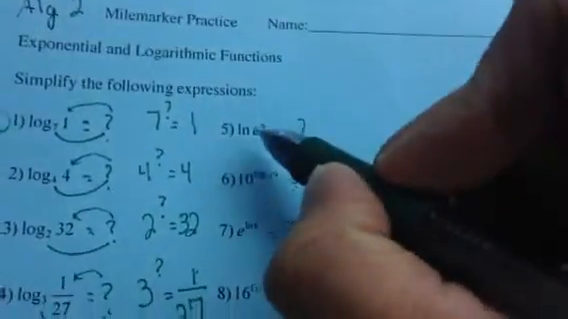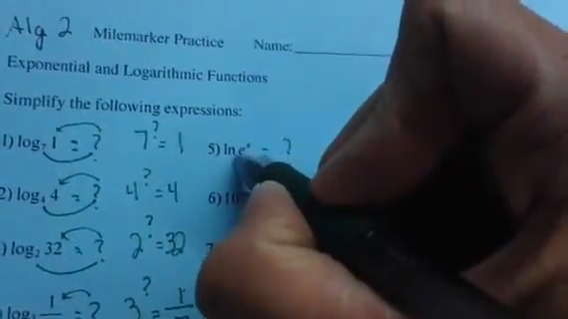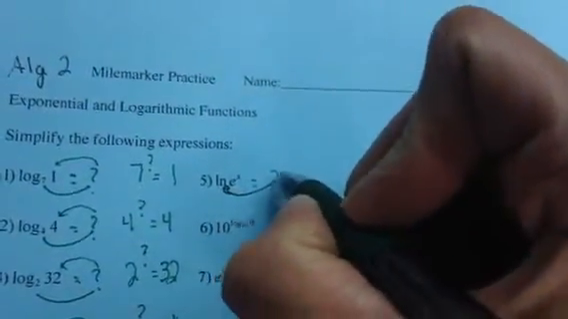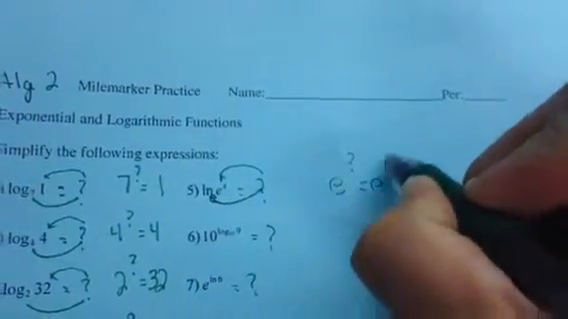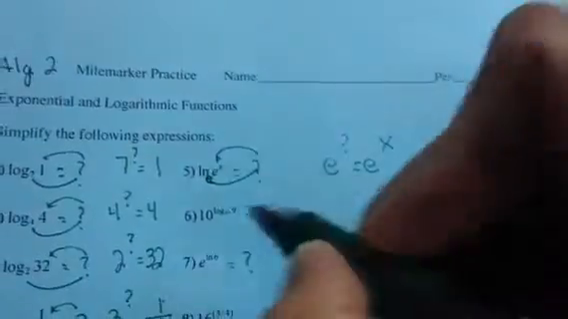Alright, so looping, again, this is a log problem. I'll be looping it into an exponent. This log has a little base of e here that they don't write. So e to the what power gives me all of this. Well, I just need these exponents to match up. So here my answer is x.